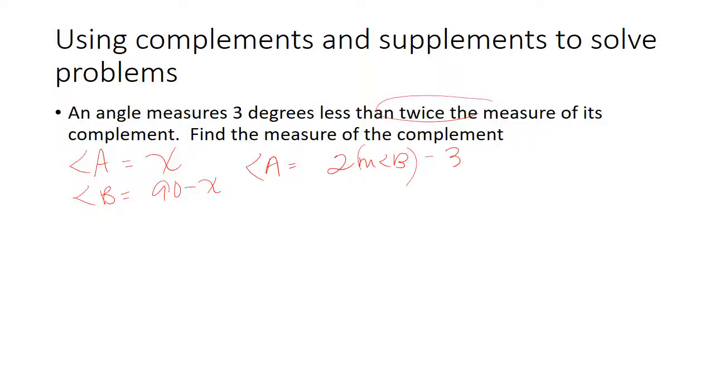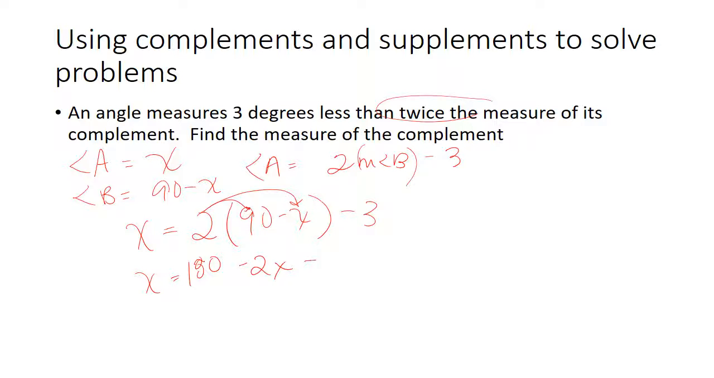Now I'm going to take these two and put them together. So if I know that angle A is equal to x and angle A is equal to this, then I can put them together. So I'm going to say that angle A is equal to angle A, and angle A over here is 2 times the measure of angle B minus 3. Now I'm just going to solve for x. So I'm going to distribute my 2 to my 90 and distribute my 2 to my x. So I'll have x is equal to 180 minus 2x minus 3.